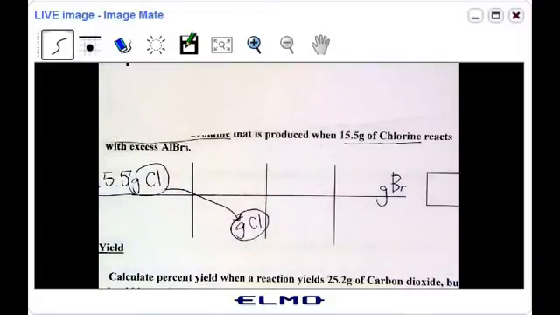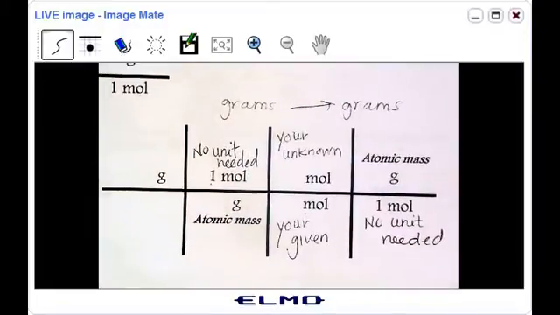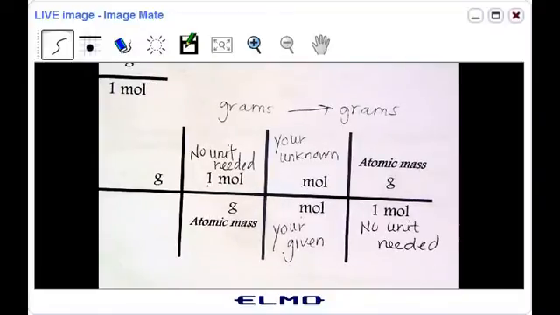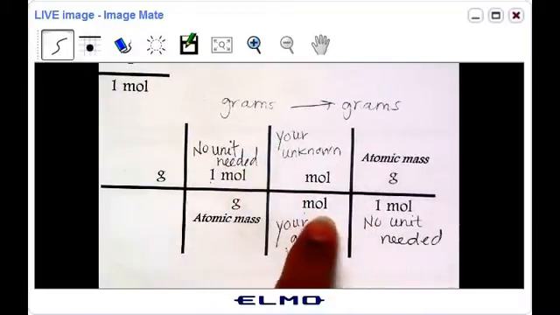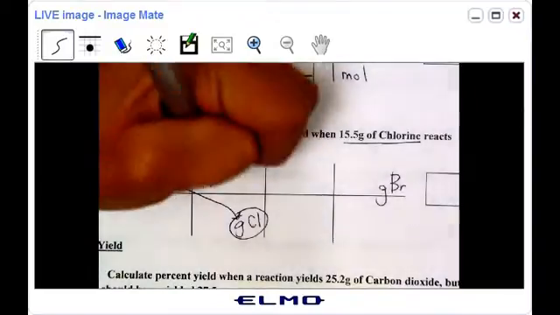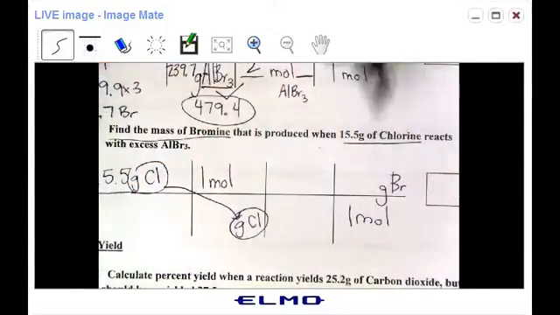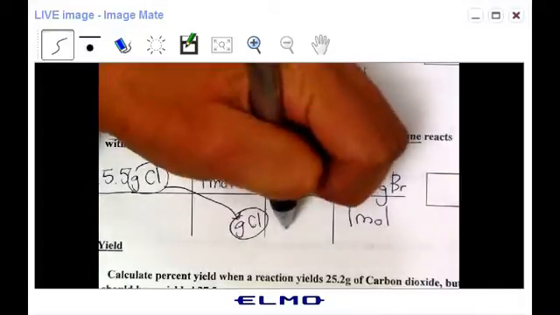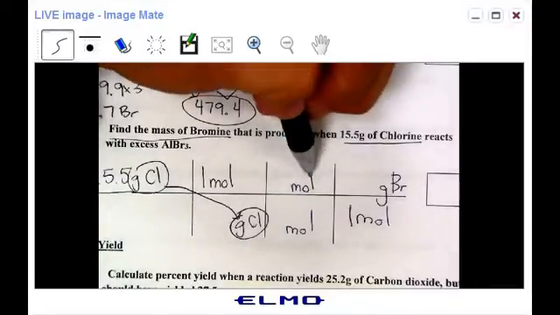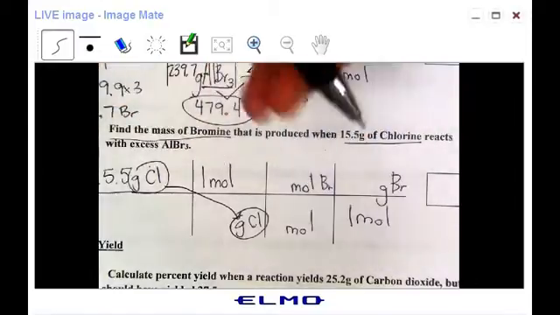I go back to this chart right here. This is a grams to grams problem, so I'm going to follow this T-chart here. 1 mole goes at the top, then mole mole, and then 1 mole goes here. 1 mole, and I'm just following the chart exactly. 1 mole, it just said mole, and it just said mole there. On this top one, you put the mole of the unknown, which is Br. For the bottom one, you put the mole of what you know, which is Cl.